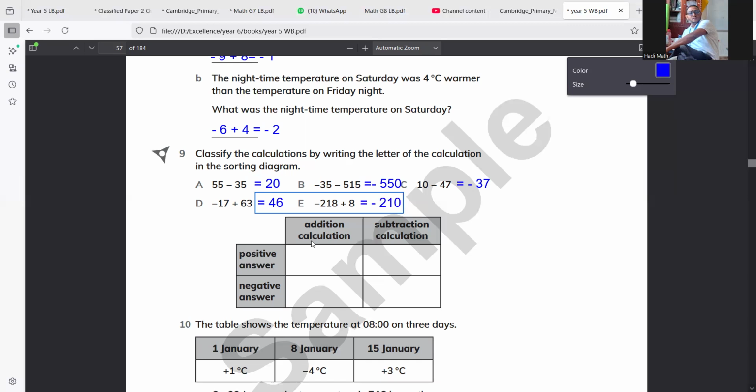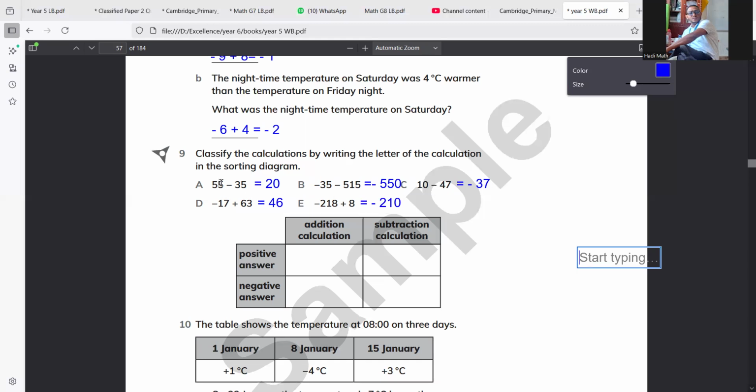They ask you to solve: is it addition or subtraction? We say addition calculation, subtraction calculation, positive answer, negative answer. Like before, let's say addition calculation. This one is subtraction calculation. This one is subtraction calculation. This one is subtraction calculation. This one is addition calculation. This one is addition calculation, because the sign in the middle is plus. Those two are addition calculations, and all the others are subtraction calculations.